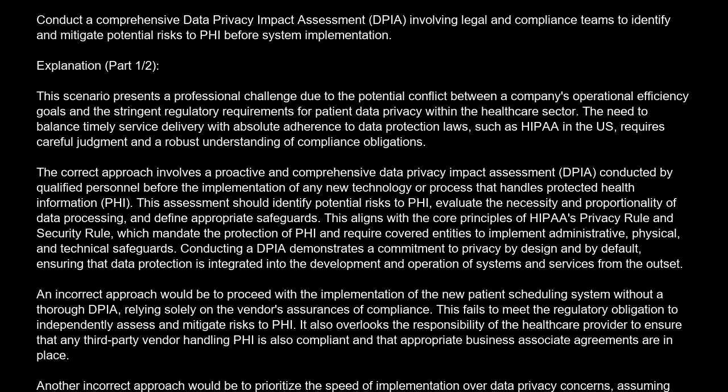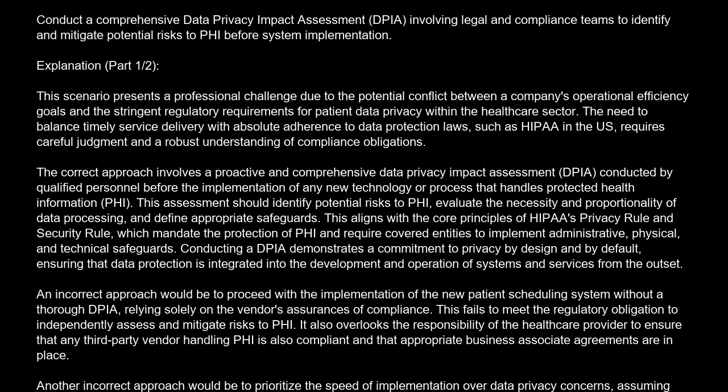This scenario presents a professional challenge due to the potential conflict between a company's operational efficiency goals and the stringent regulatory requirements for patient data privacy within the healthcare sector. The need to balance timely service delivery with absolute adherence to data protection laws, such as HIPAA in the U.S., requires careful judgment and a robust understanding of compliance obligations. The correct approach involves a proactive and comprehensive data privacy impact assessment (DPIA), conducted by qualified personnel before the implementation of any new technology or process that handles protected health information.